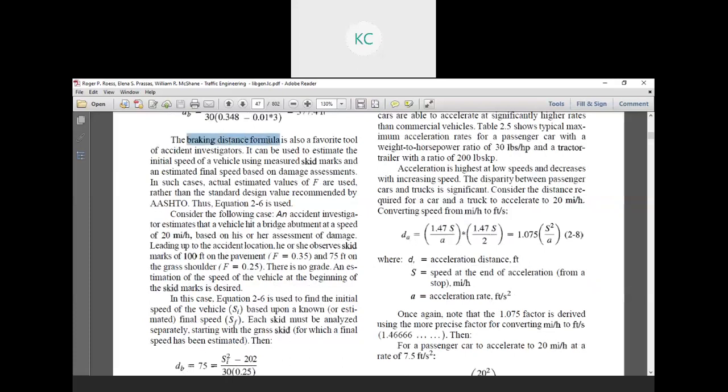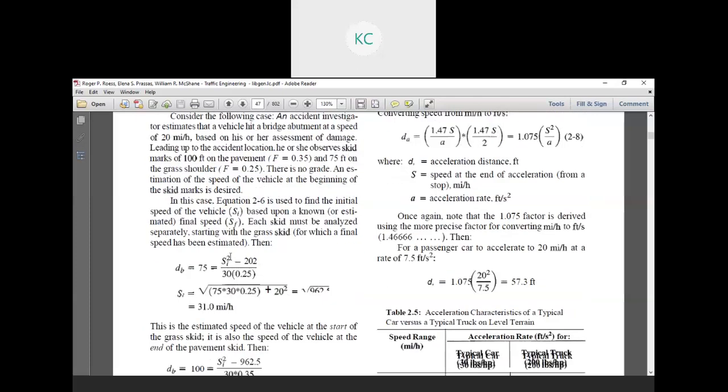The braking distance formula is also a favorite tool of accident investigators. It can be used to estimate the initial speed of a vehicle using measured skid marks and an estimated final speed based on the damage assessment. In such cases, actual estimated values of f are used rather than the standard design values provided by the AASHTO.